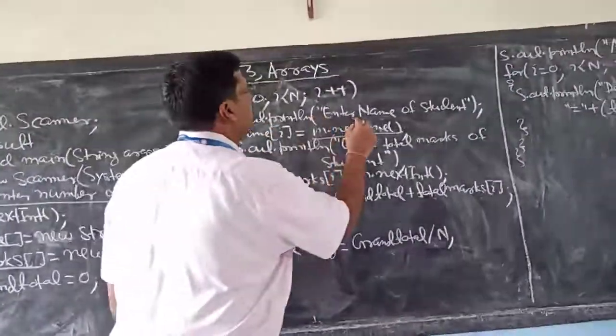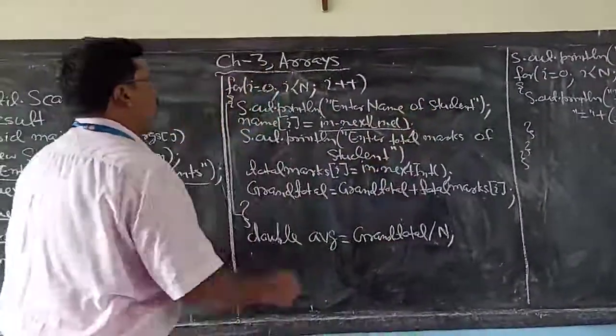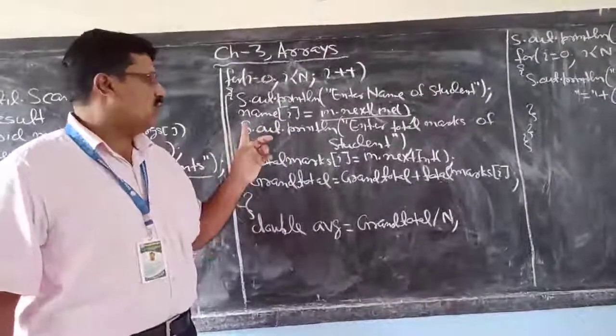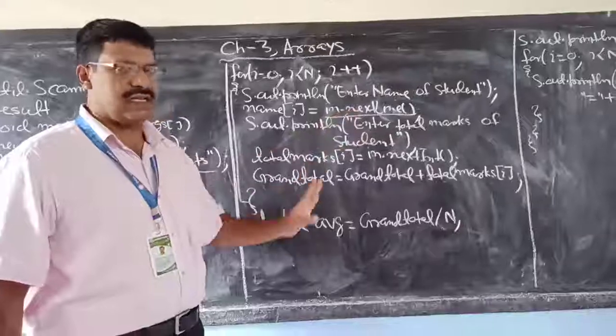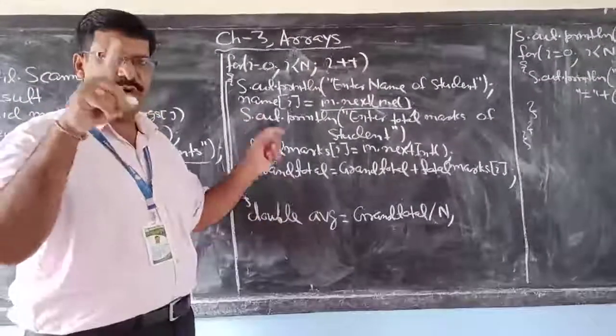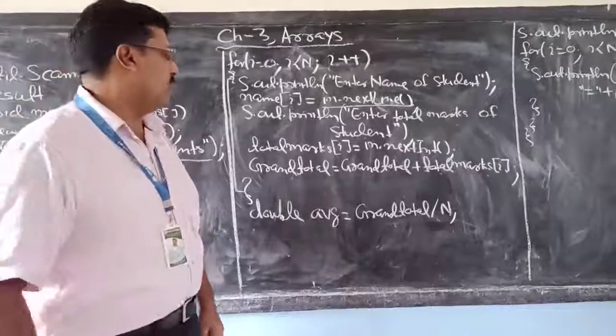Again, System.out.println enter name of a student. Name 1, this time I value is 1. The name 1 equals sc.nextLine. So the second name will be stored at 1 place. The first one is stored at 0 place, the second will be stored at 1 place.